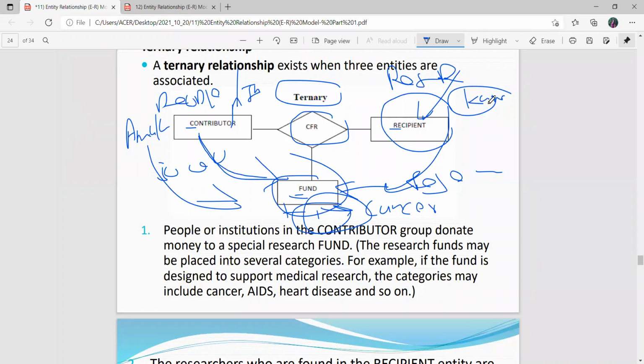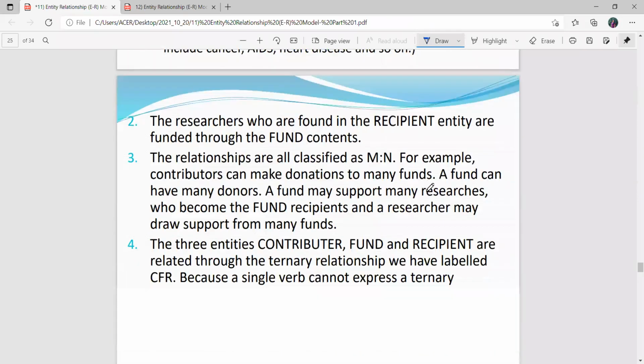So this kind of relationship is known as a ternary relationship. You can use the first letter of each entity to denote the ternary relationship. Okay? Is it clear?